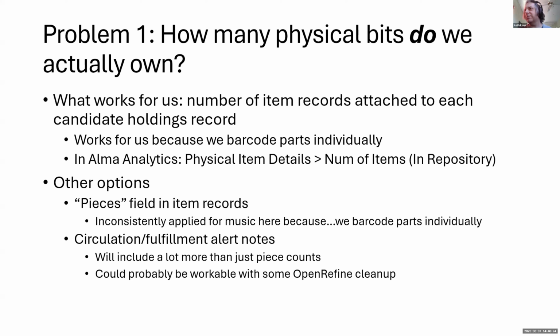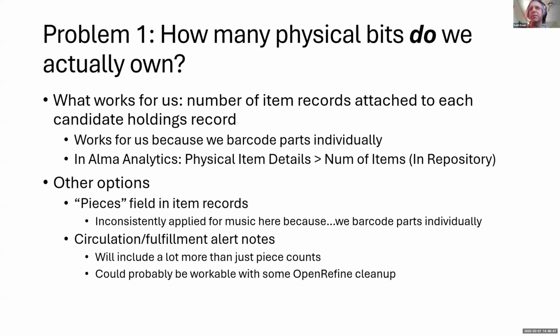What works for us is a count of the number of item records attached to each holdings record, because we barcode all of our parts individually. And despite Ex Libris's protestations, we retain separate holding records for distinct copies, even if they were in the same location. And there is a function for that built into Alma Analytics, which is very nice.